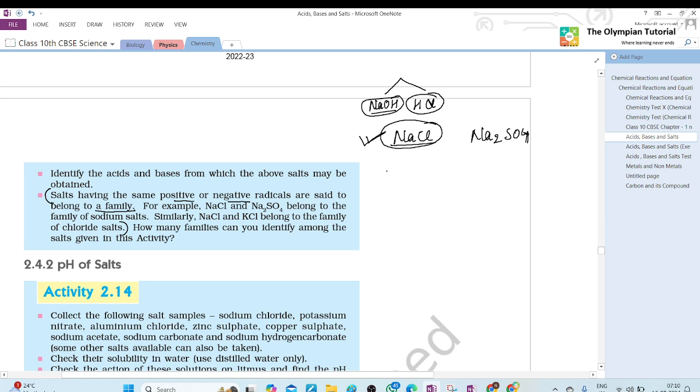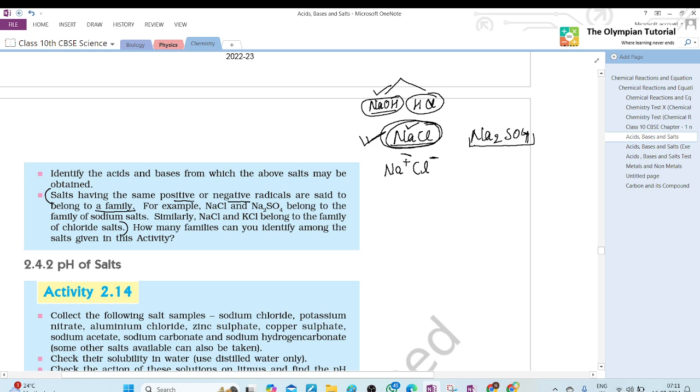Ayukta, during the ionization of NaCl, which positive radical will you get? Ma'am, Na+. The ion which comes from the base is positively charged, and chloride is negatively charged.